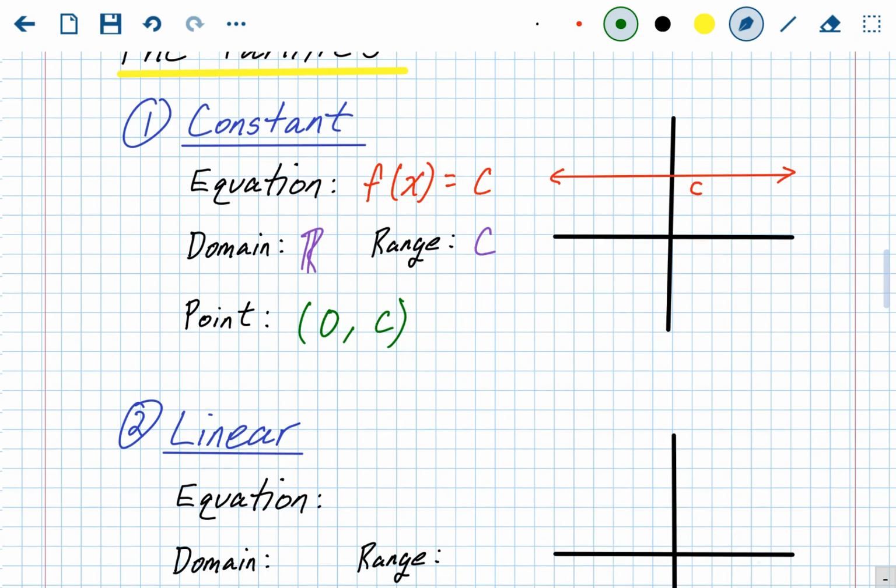All right, so that's the constant family. All constant graphs are going to look like that. Now again, it might be down here, might be up here. There's different versions of it, and it shifts up and down.